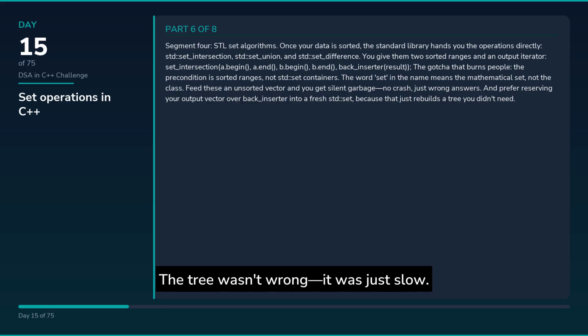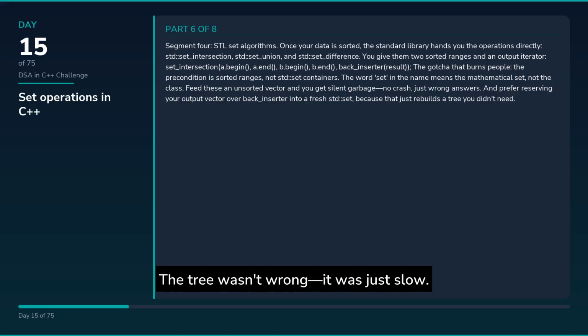Segment 4. STL set algorithms. Once your data is sorted, the standard library hands you the operations directly. std::set_intersection, std::set_union, and std::set_difference. You give them 2 sorted ranges and an output iterator. set_intersection(A.begin, A.end, B.begin, B.end, back_inserter(result)).